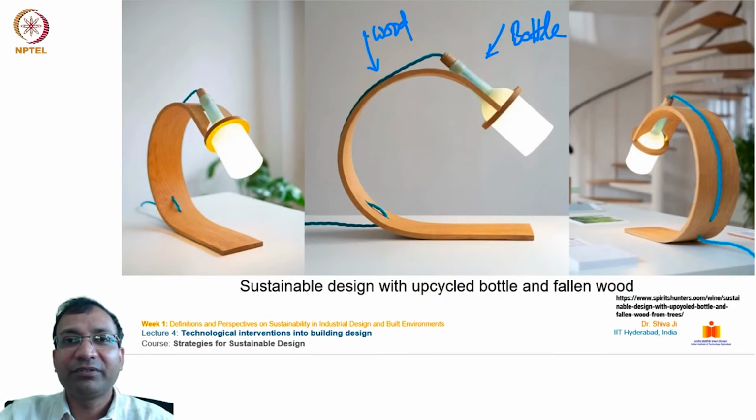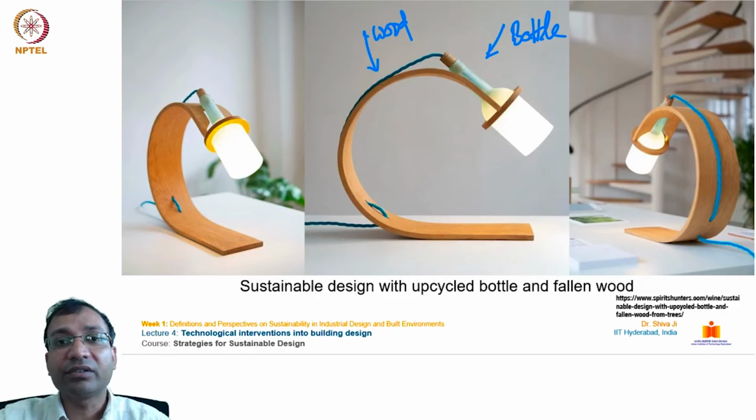So here are some beautiful examples of how repurposing can work to create interesting designs. You see here an upcycled bottle and a fallen piece of wood, and how they have been utilized for creating this interesting design of a table lamp. So there is a need for this ingenuity and creativity to adopt such discarded materials and repurpose them. Otherwise they will simply be thrown away and become part of the garbage.